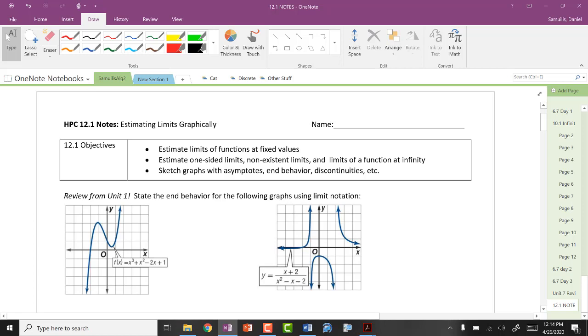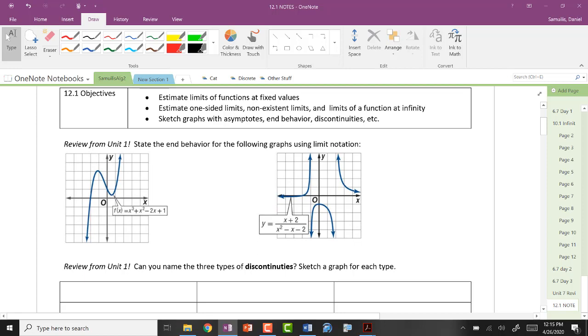If you don't have time to listen to all this now, you can do it in chunks because I'm not going to do notes every day this week, just this one, and then we won't do notes again until Thursday. All right, so estimating limits graphically. First off, this is a slight review from Unit 1.